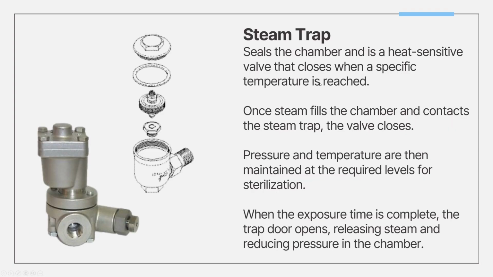Now we have a steam trap. So it's a heat sensitive valve that seals once the correct temperature is reached. It maintains internal pressure and temperature throughout exposure time. After the cycle, it releases the steam, which allows pressure to drop and for air to re-enter for proper drying.